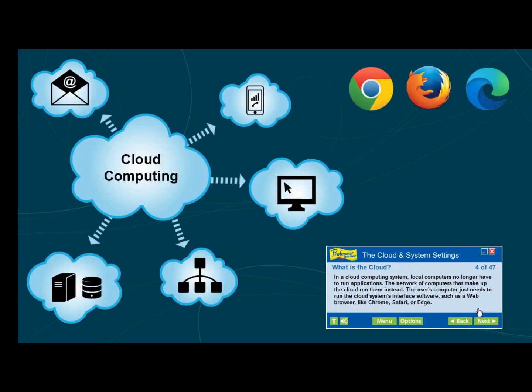In a cloud computing system, local computers no longer have to run applications. The network of computers that make up the cloud run them instead. The user's computer just needs to run the cloud system's interface software, such as a web browser like Chrome, Safari, or Edge.